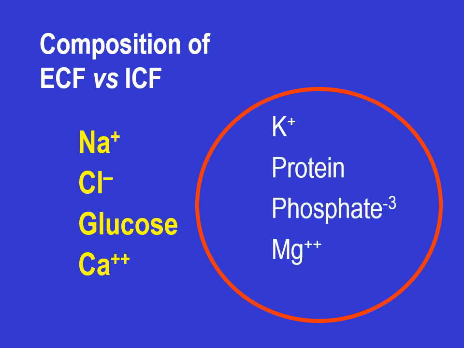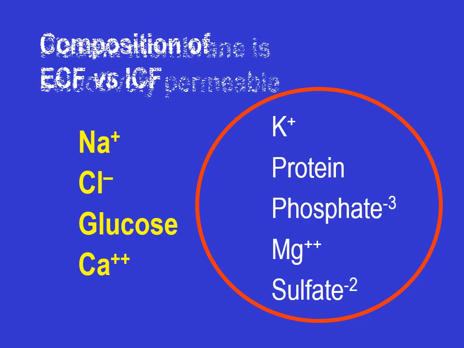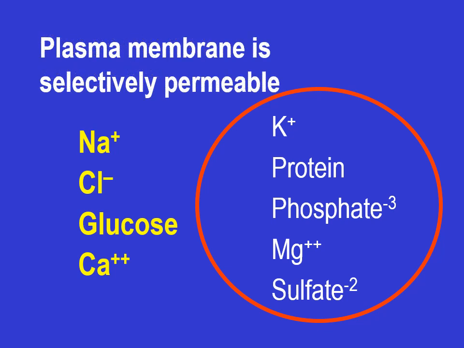Inside the cell, we have more potassium ions than outside the cell. The symbol for potassium is capital K. The K is from the Latin name for potassium, which is kalium. We can't use the letter P to symbolize potassium because that's been used by another element, phosphorus. Proteins are more concentrated inside the cell than outside the cell. The charge on proteins can vary depending upon the amino acid composition of the protein and the environment of the protein.